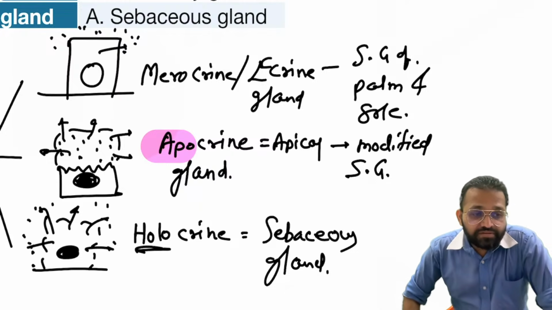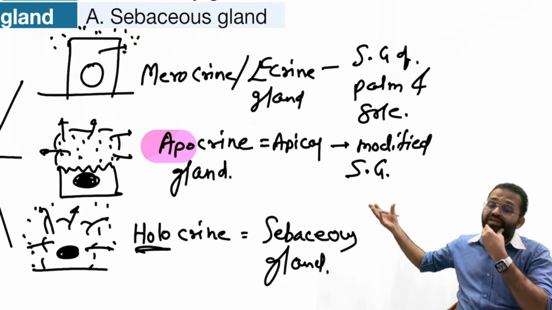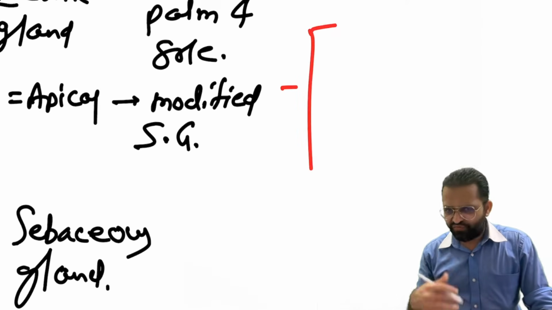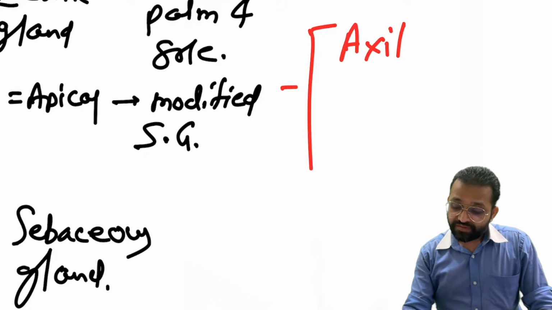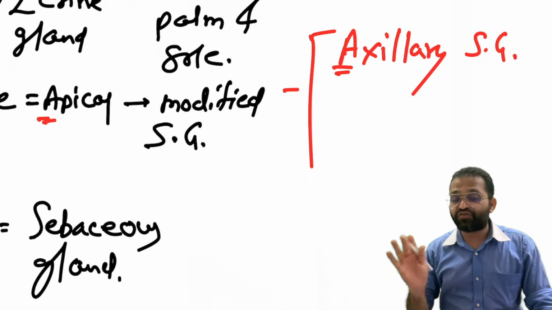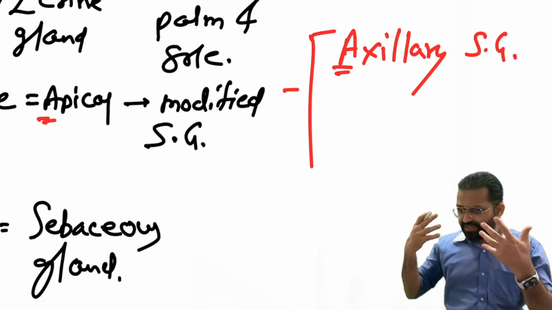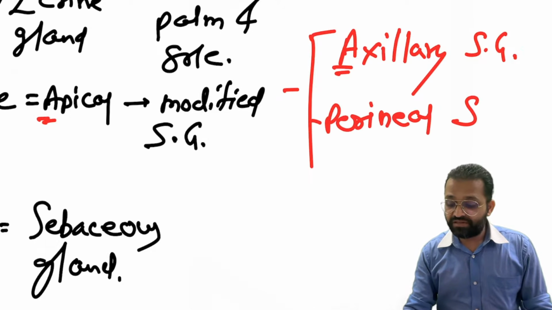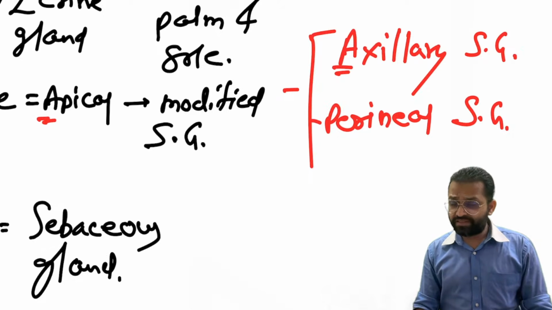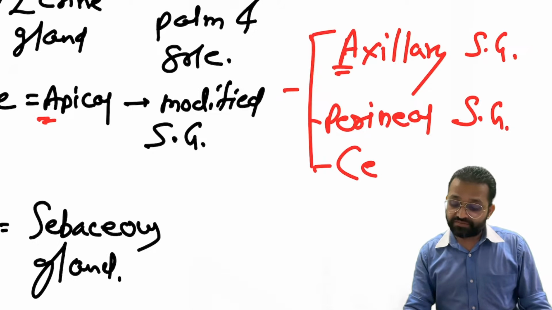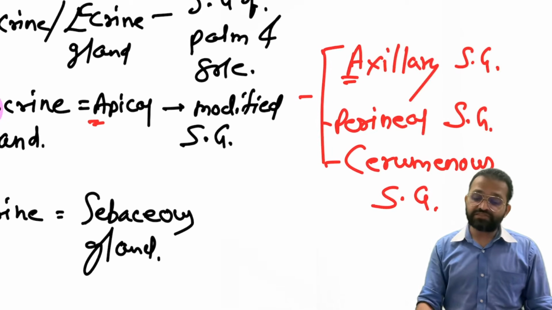While the modified sweat glands having the peculiar smell, which glands are they? Pheromone activity, sir. Axillary sweat gland. You can remember A for axillary, A for apical. So there is a peculiar smell in the axillary sweat gland. Perineal sweat gland also has this peculiar smell. Also the ceruminous gland in the ear. These are the classical examples of the modified glands.